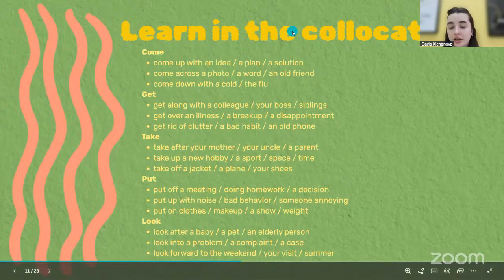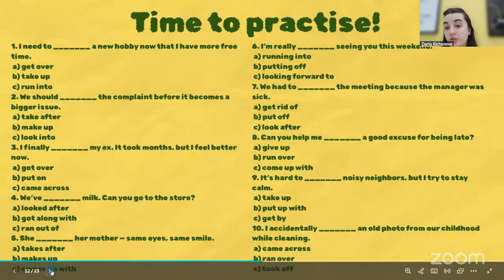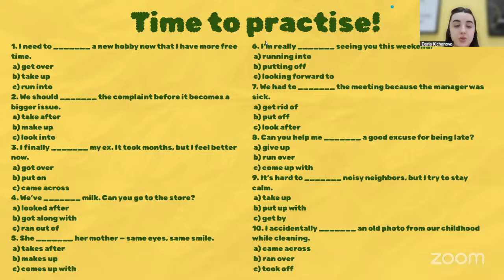Now, you can take a look at the collocations, take some notes, but we are going to move on to practice. Now, you will see 10 questions, and I want you to choose the correct answer for each of them. You can see different phrasal verbs that we had before, so I think it will be easier for you to choose the correct answer. So let's see what we have first. I need to, and you hobby now that I have more free time.